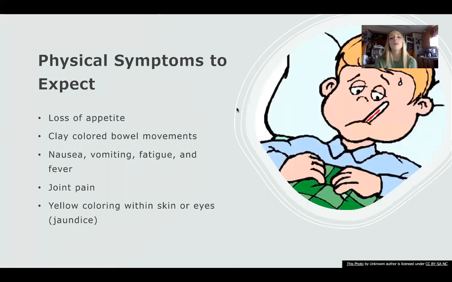Now, your physical symptoms, like I said, it's going to be presenting itself as a liver disease. So you might lose your appetite and you'll have clay colored bowel movements, nausea, vomiting, fatigue, and fever. If you had those symptoms, you wouldn't really go straight to having hepatitis B. So it is important that you get tested. You might have joint pain, jaundice, which is just the yellow coloring within your skin or eyes.